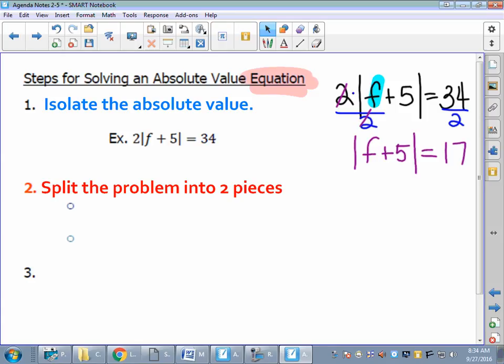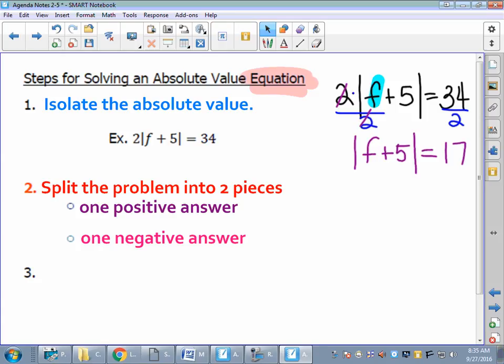This is an interesting part, because you know how I said that the absolute value could be a positive or a negative direction. So we're going to have 2 answers. We're going to split the problem into 2 pieces to get them. We're going to use one positive answer and one negative answer.